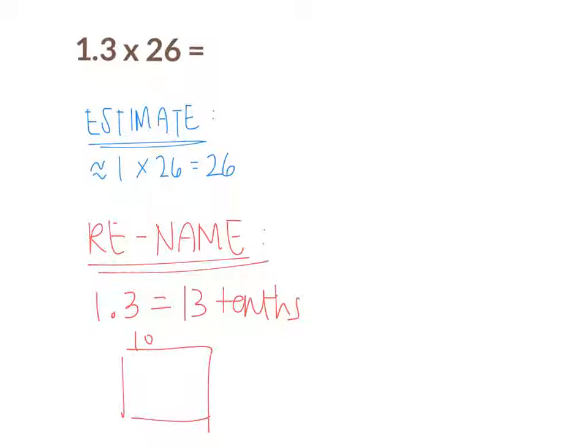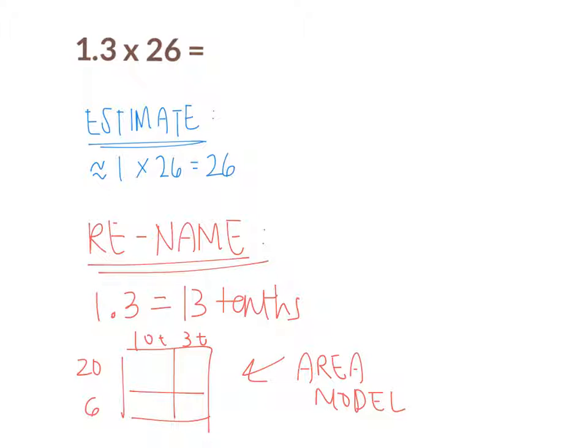Because then we could do 10 tenths, right? And 3 tenths. That little t means tenths. Does that make sense? And then over here we could do 20 and what? 6, right? And then we could do our area model. Does that make sense? Okay, label it. We're not actually going to do it right now, but label it and draw what you would do if you were making an area model.